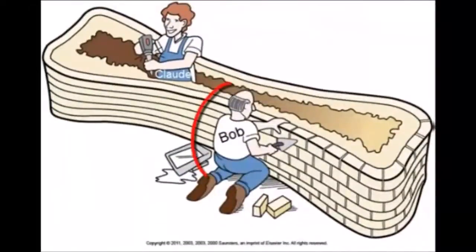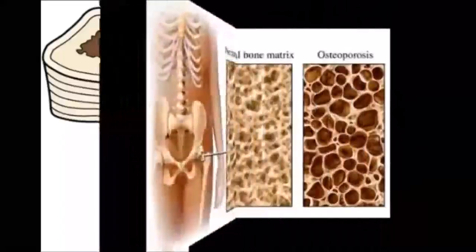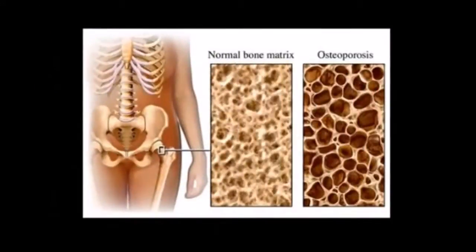Why can't we just have Bob building up bone all the time? It would be too heavy, right? It would be so heavy that we wouldn't be able to move our skeletons. And then Claude, if Claude was left with nobody working with him, what would happen? There wouldn't be enough calcium in the bones, and we would end up with what? Osteoporosis. We wouldn't have enough calcium in the bones.